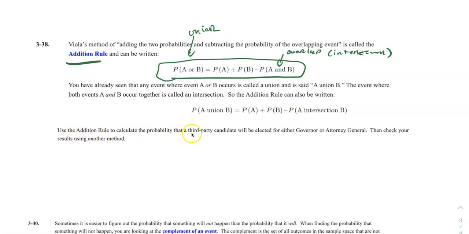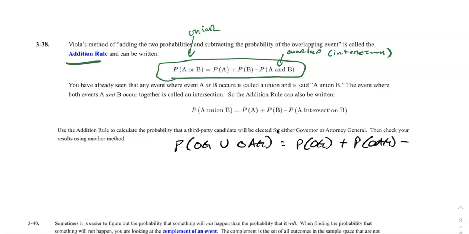Using the addition rule, calculate the probability that the third-party candidate will be elected for either governor or attorney general. Then check your results using another method. So we want the probability of other governor union other attorney general, which is the probability of other governor plus the probability of other attorney general minus the intersection, other governor and other attorney general.